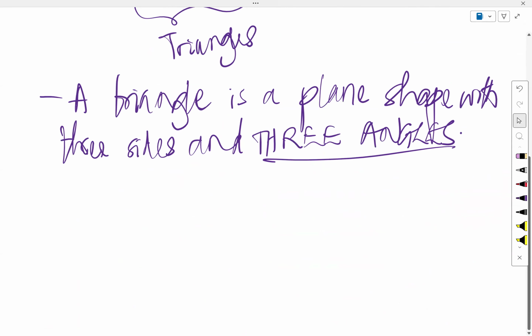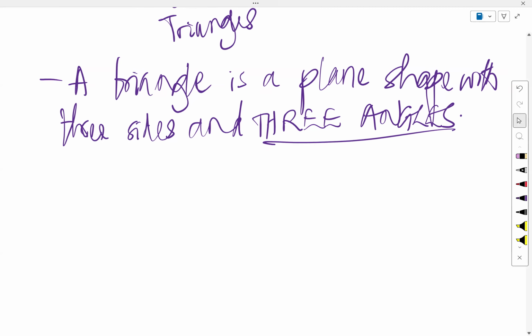Okay, and that takes us to the idea of triangles. Since we've established that trigonometry is three angle measurement, and the shape that has three angles is actually called a triangle, one particular kind of triangle stands out when we talk about trigonometry, and that is the right angle triangle. So trigonometry is basically about triangles, most especially right angle triangles.